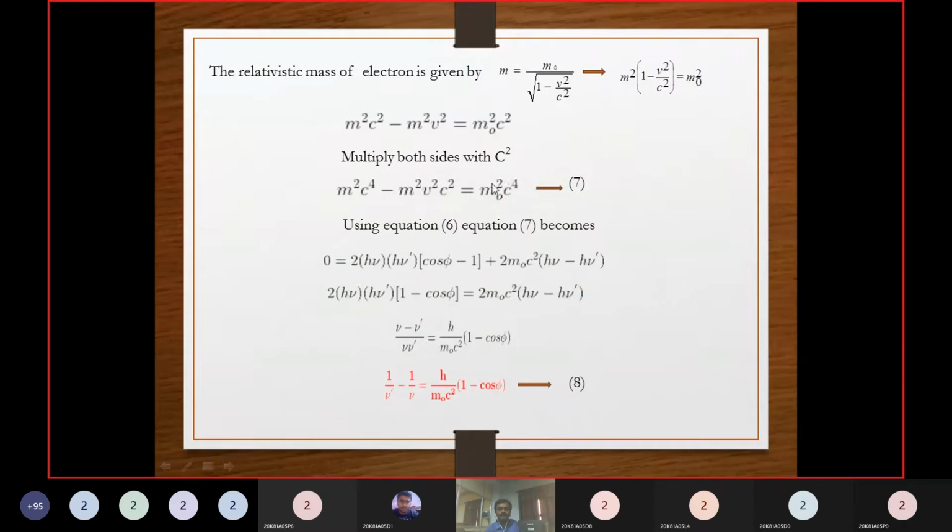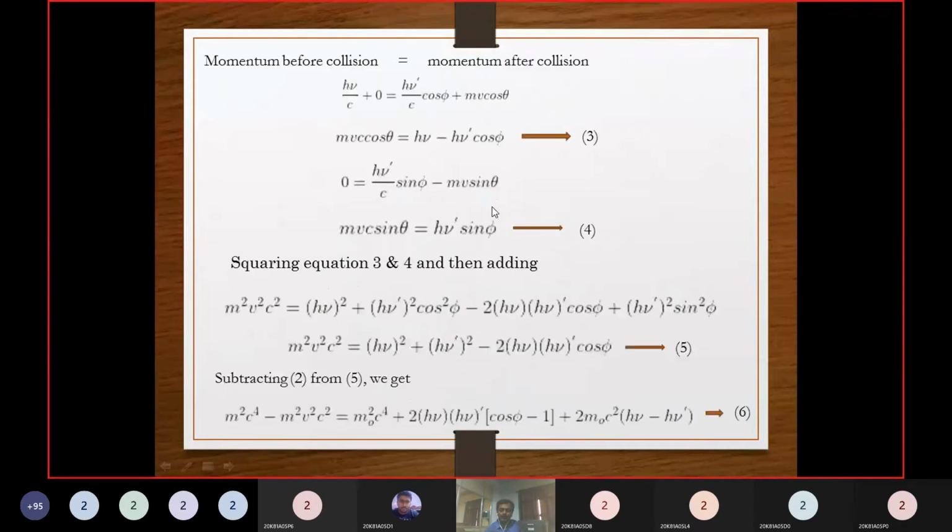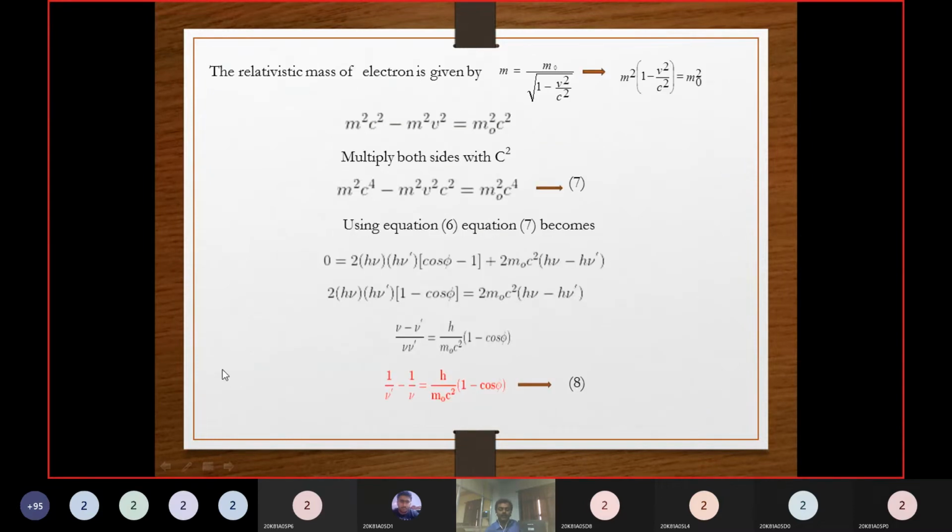This value, m naught square c power 4, you can substitute in equation 6. If you substitute, this value and this value become the same, so these two are subtracted from each other and the LHS becomes 0. On the RHS there are two terms. If you simplify these two terms, you will get the relation in terms of frequency.